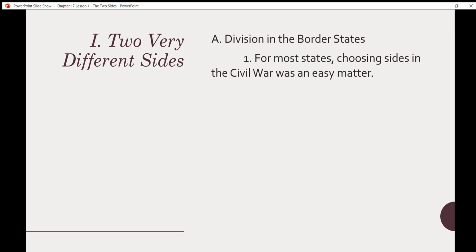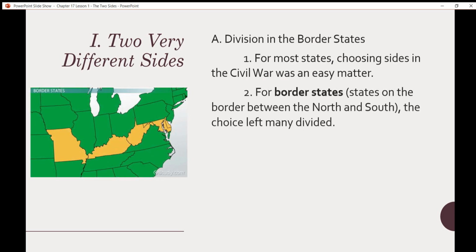So let's talk about the border states. For most states, choosing sides in the Civil War was an easy matter. If you were in the North, you were against slavery. If you were in the South, you were pretty much for slavery. Very simple like that. As I mentioned before, though, there was a gray area, and this gray area largely existed in what we called the border states.